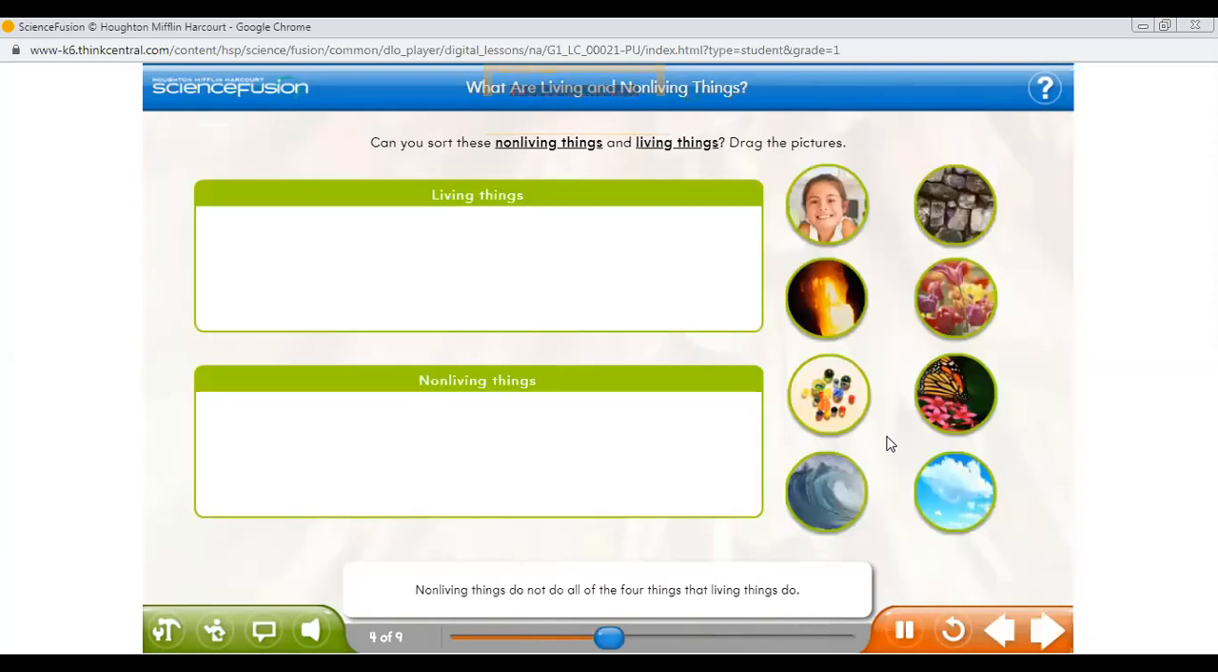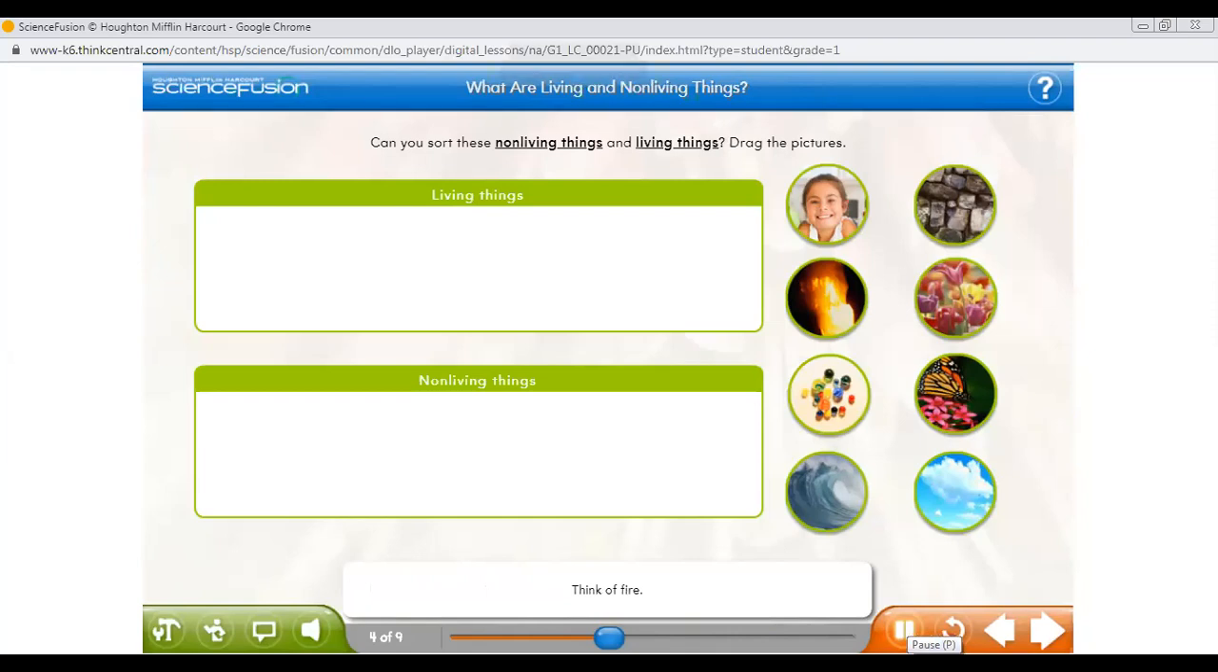Non-living things do not do all four things that living things do. So now we are going to see the difference between what living things can do and what non-living things cannot do. Unless something grows, changes, reproduces, and responds, it is not a living thing. Sometimes, non-living things can do some of the things that living things can do.